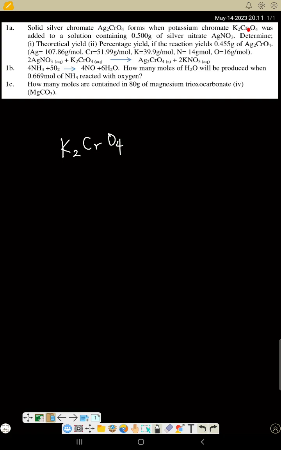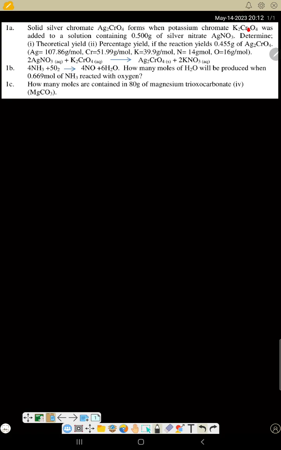0.500 gram of silver nitrate, AgNO3. So full stop. Determine I, theoretical yield, II, percentage yield if the reaction yields 0.455 of silver chromate.